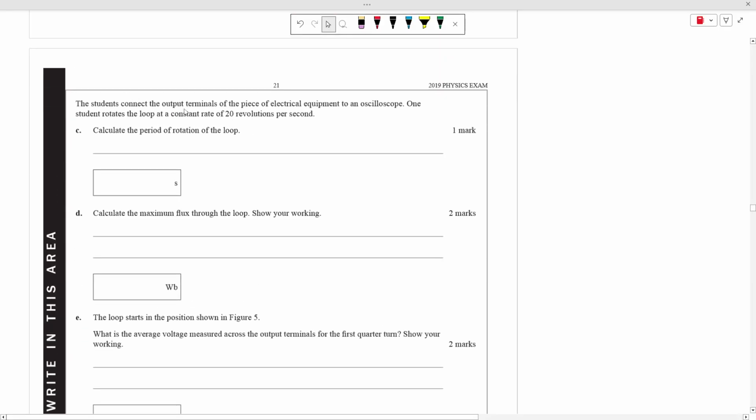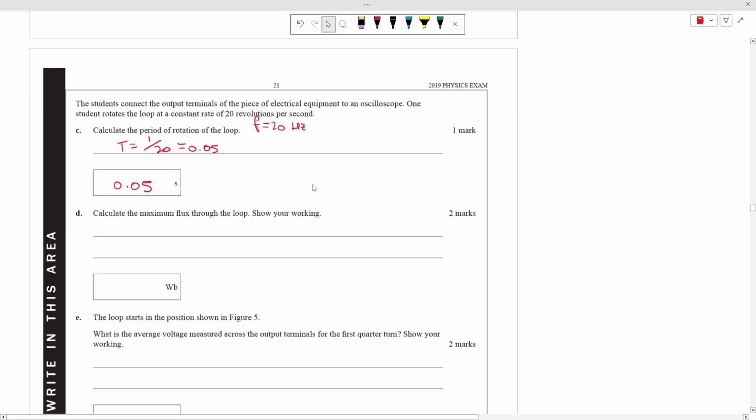Okay, the students connect the output terminals of the piece of electrical equipment to an oscilloscope. One student rotates the loop at a constant rate of 20 revolutions per second, so that's a frequency. Calculate the period of rotation. So period and frequency are inversely proportional to one another, so period equals 1 over 20, which is 0.05. Done.